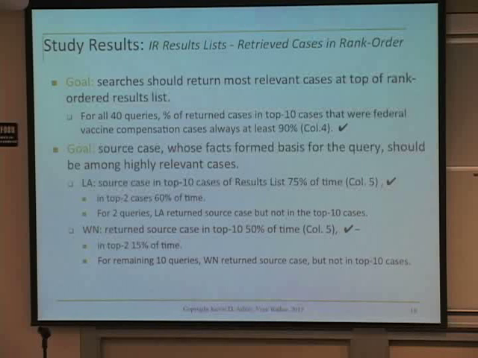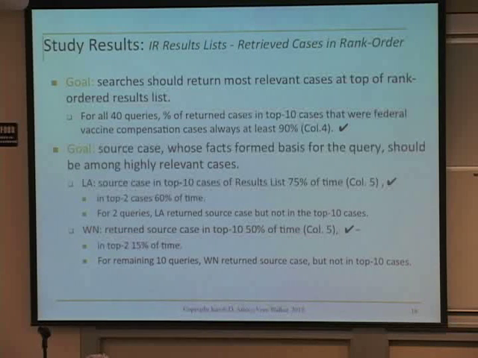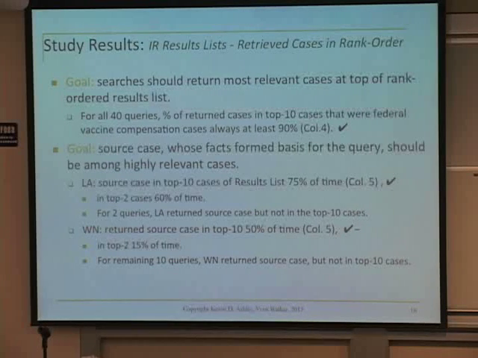First, the IR results lists, these retrieved cases in rank order. The goal is that searchers should retrieve the most relevant cases at the top of the rank-ordered results lists. And here, both systems did quite well. For all 40 queries, the percentage of returned cases in the top 10 was always at least 90%.